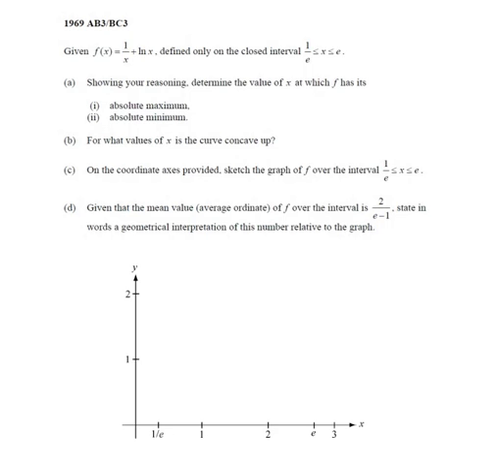In 1969 AB3, we're given the function f of x is equal to 1 over x plus ln of x, defined only on the closed interval from 1 over e to e. We want to, showing our reasoning, determine the value of x at which f has its absolute maximum and absolute minimum. Since this is a continuous function on a closed interval, we want to find the critical values and also test the endpoints.